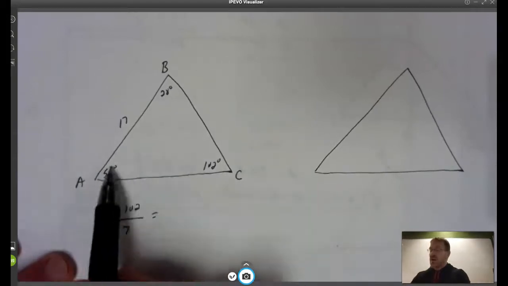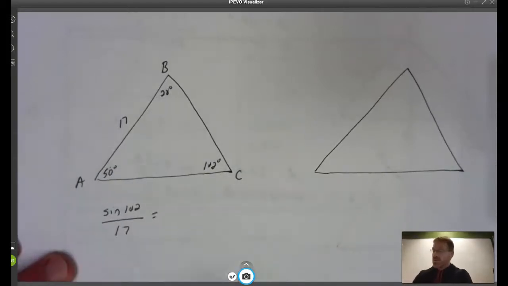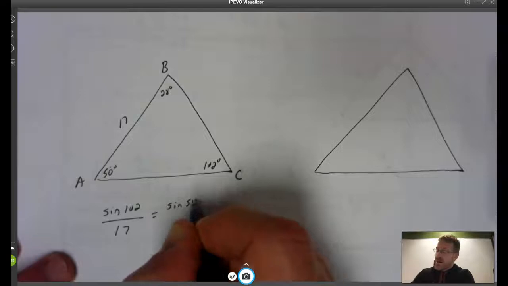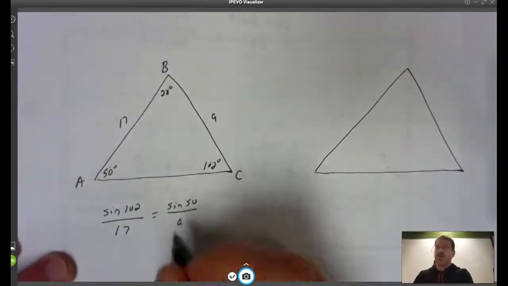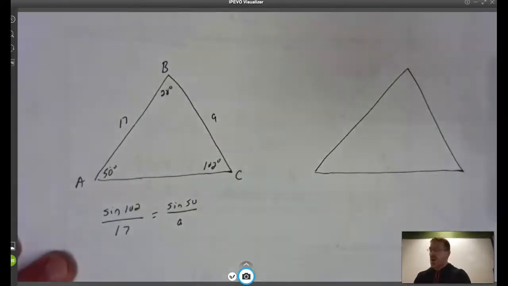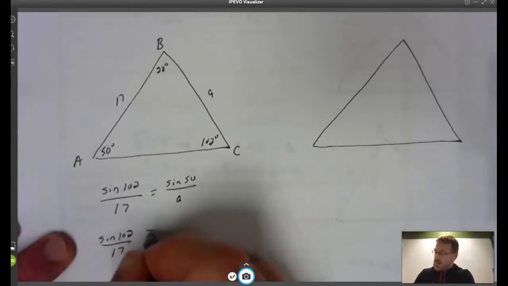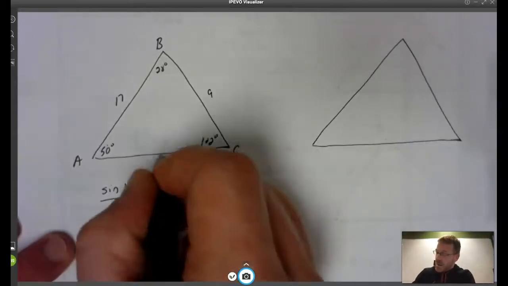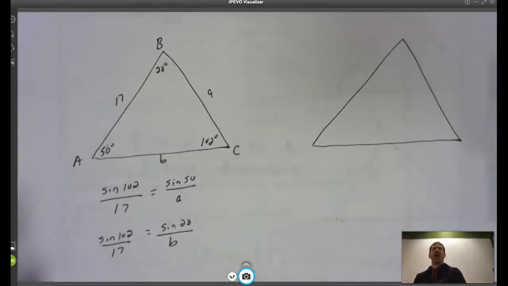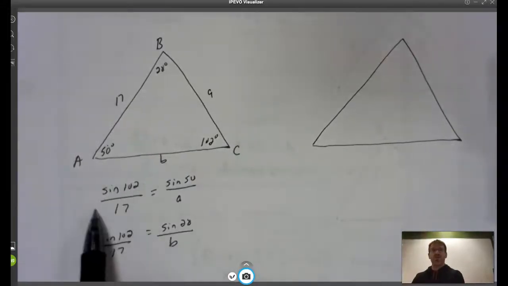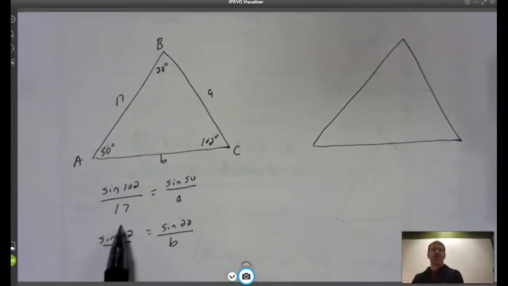And then notice, now I can set up a ratio with any of these other angles. So I can say this is sine of 50, and I want to find little a, and now I have a proportion I can solve. Or I can say sine of 102 over 17 equals sine of 28 over little b. So by having that angle, side, angle information, it allows me to create one complete ratio, one angle with its side opposite.